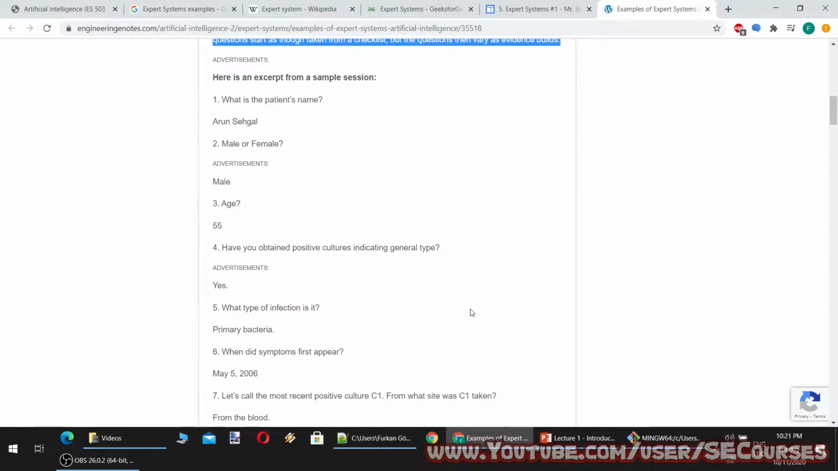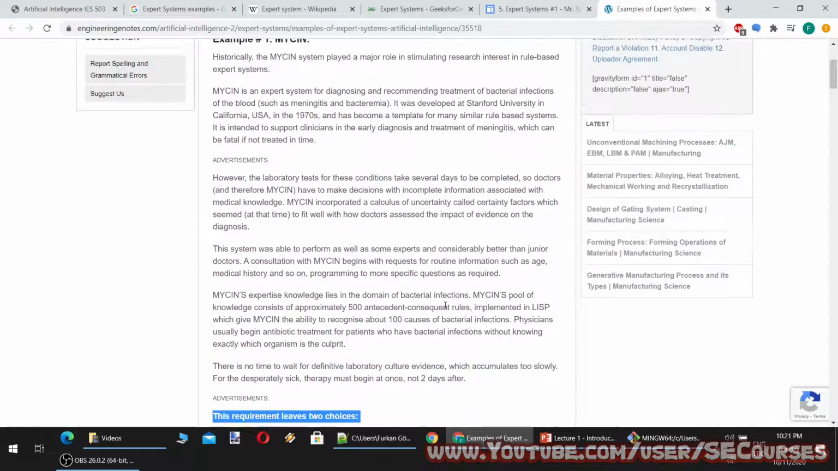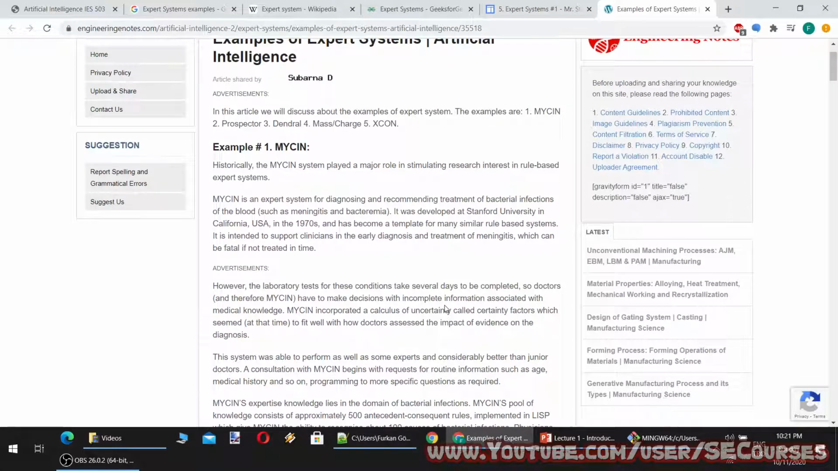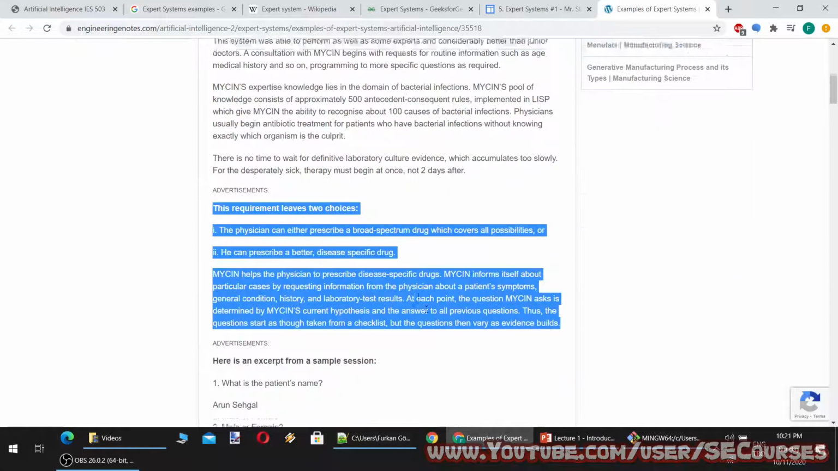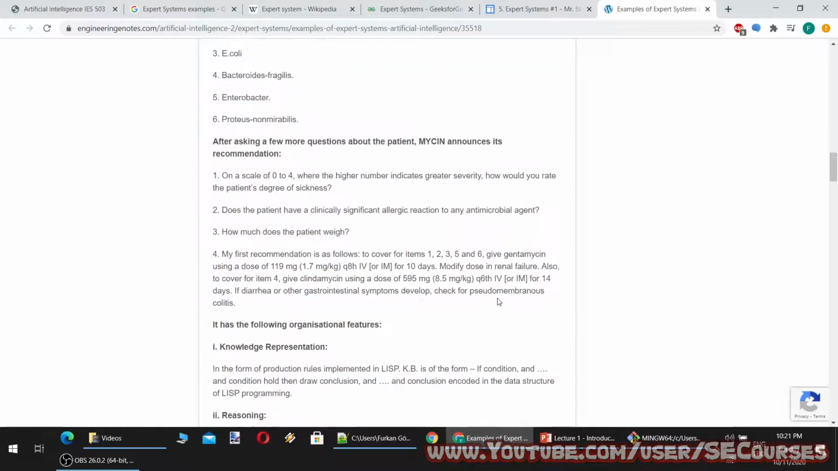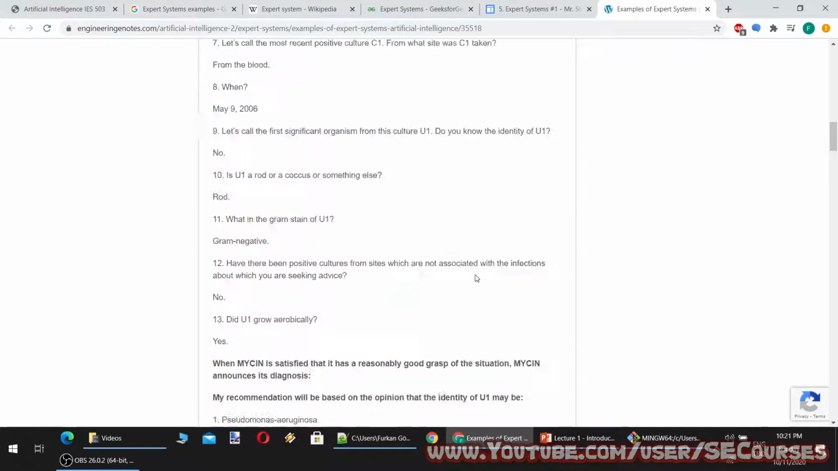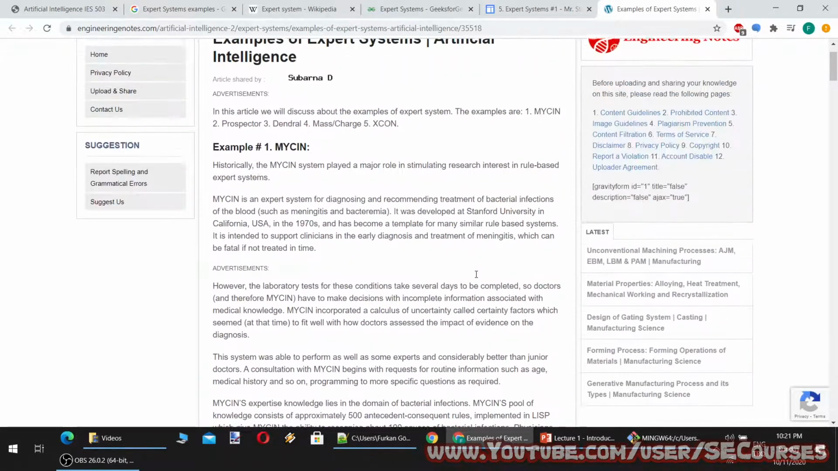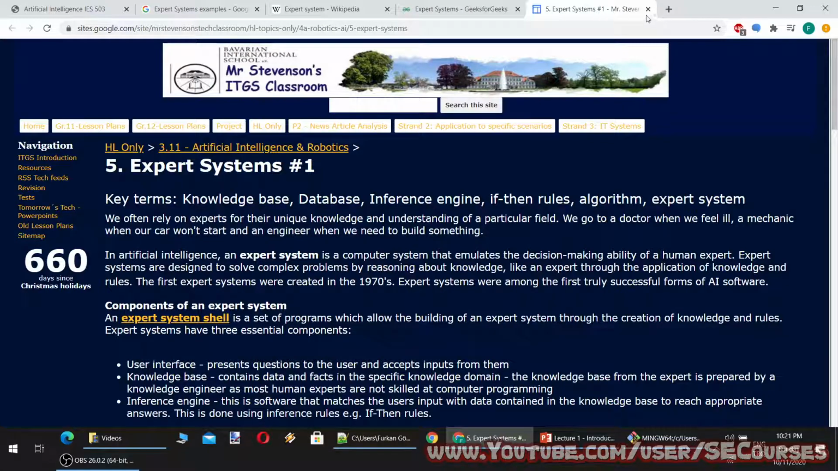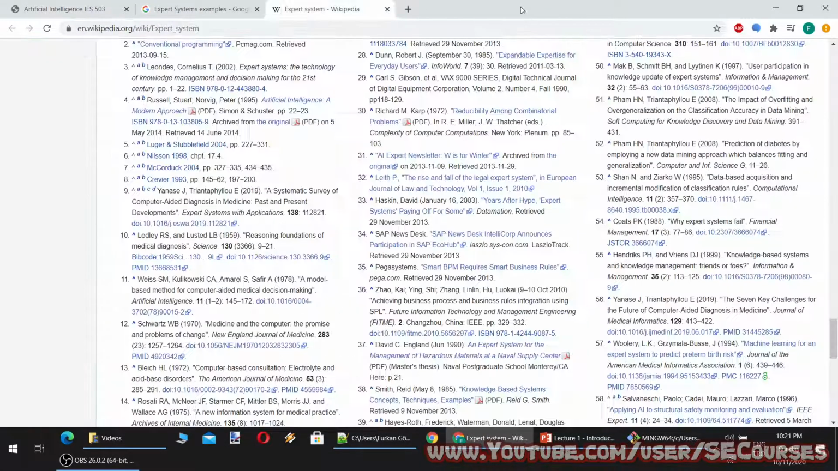Okay, so this is an expert system. Why? It focuses on one goal, determining the bacterial infection cause. It is which infection, which bacteria. So this is a system with expertise on something. This is not a general AI. This is an expert system. So these are expert systems. Okay.